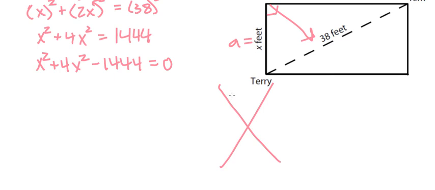So they need to multiply together to give me negative 1,144, but add to give me positive 4. So I know that these are going to be digits that are close in value. So I'm going to go to my calculator. I'm going to do negative 1,144 divided by x. I'm going to go to my table.